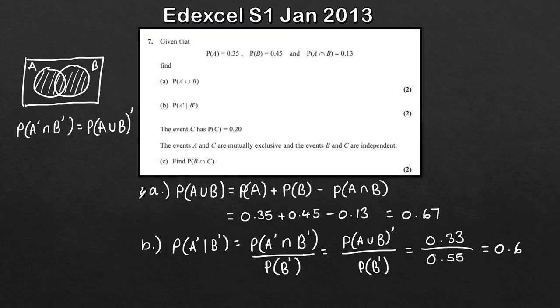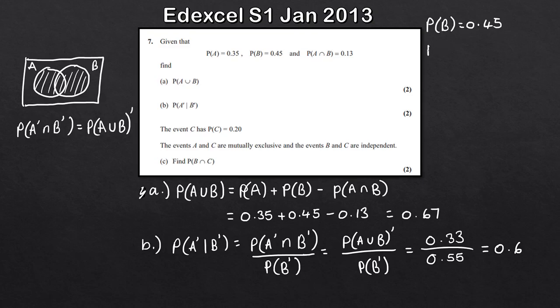And then finally we move on to the very final part of this video, part C. We're told the event C has probability 0.2. We're told the events A and C are mutually exclusive, and the events B and C are independent. And we're asked to find the probability of B intersection C. So the most important thing here is that B and C are independent. We already know the probability of B. So the probability of B is 0.45.